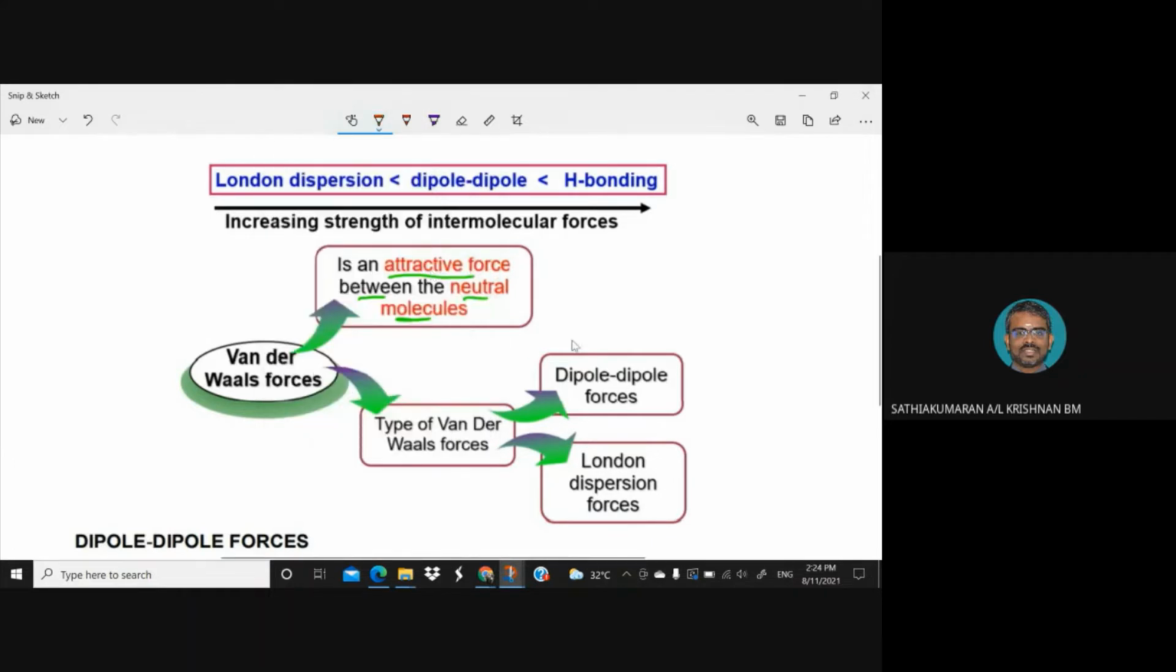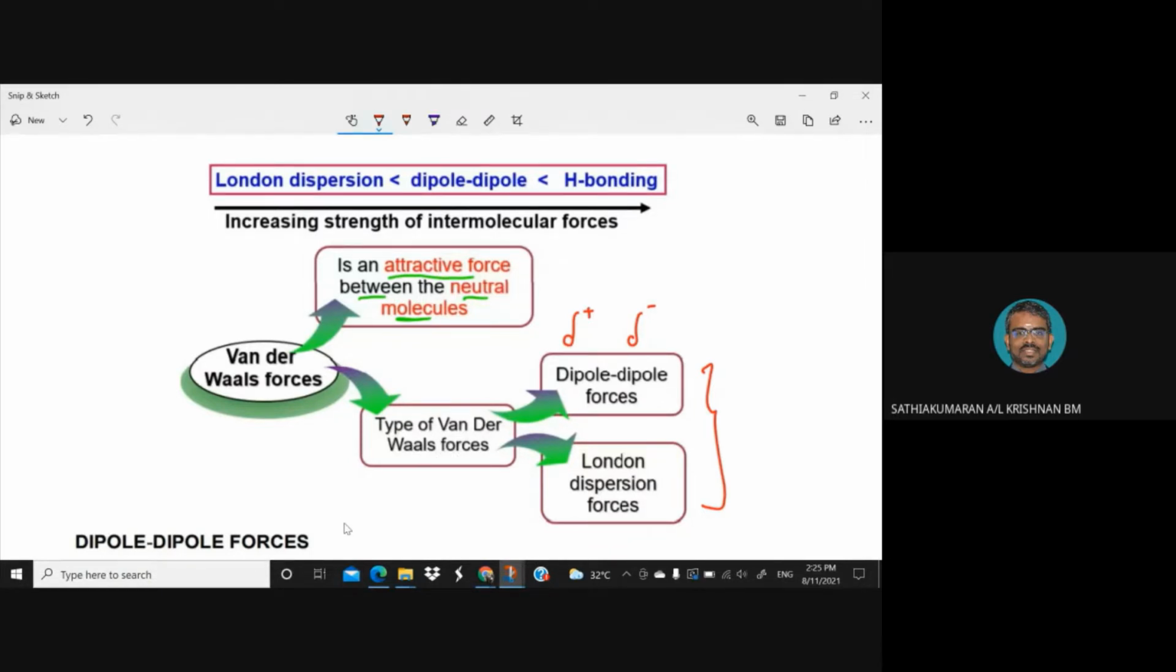Dipole, we already studied just now. We have dipole positive and dipole negative. So between these dipoles, we have a force. That one we call dipole forces. After that, we have another force we call London dispersion forces. These two are under van der Waals forces.